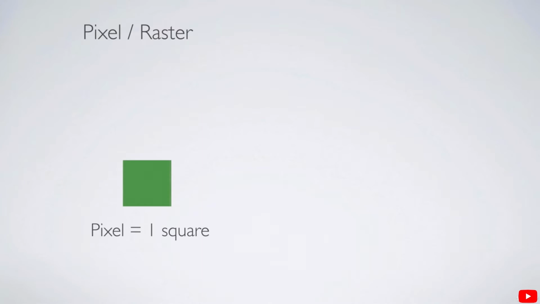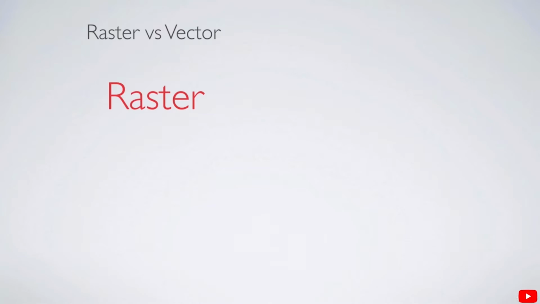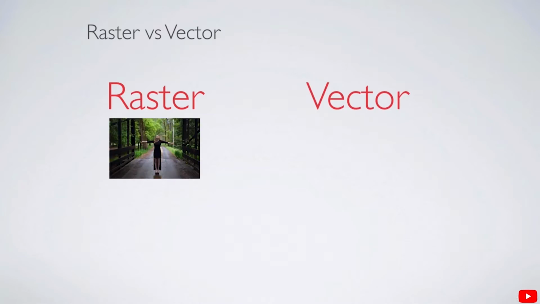A raster is simply an image that's made up of pixels. This image here is a raster, as it is made up of pixels, and the photographs you take on your handphone and camera are all raster images. There are usually only two kinds of images we encounter in the world: a raster or a vector. A vector, unlike a raster, is not made out of pixels.